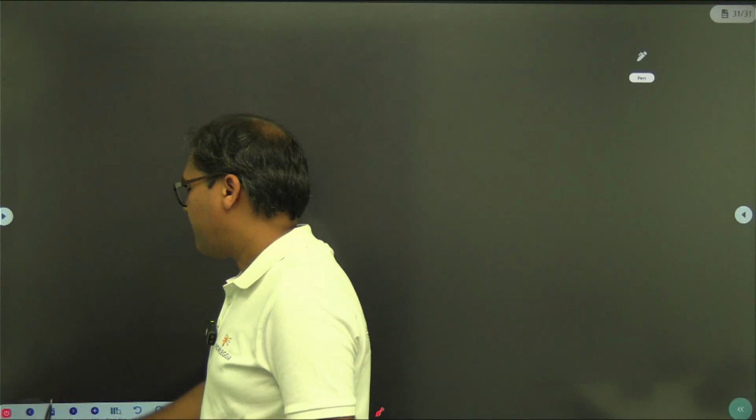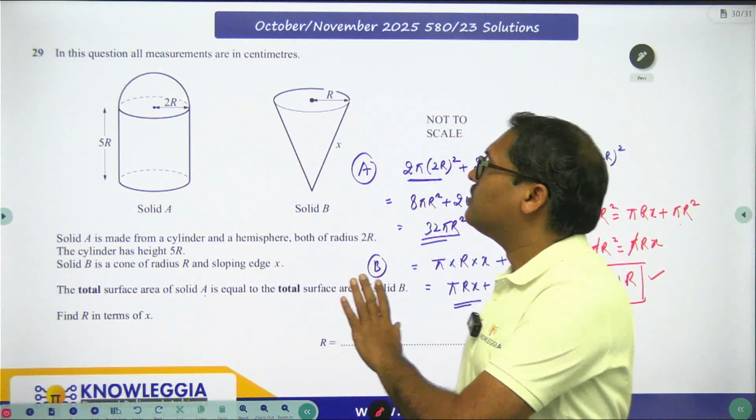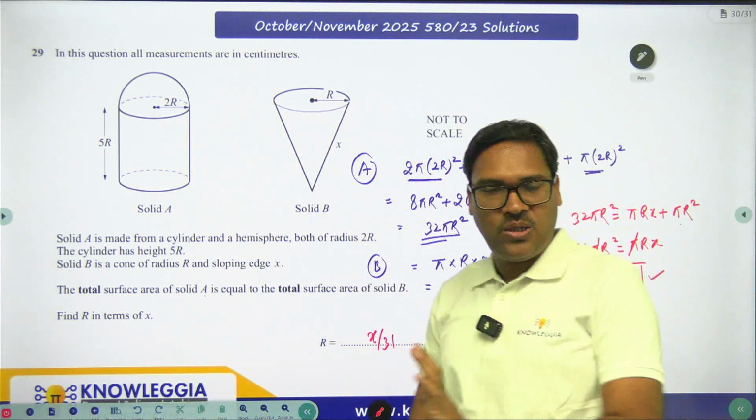Okay. So this completes your solutions and discussion on the October November paper 23. I hope you have understood all the questions.